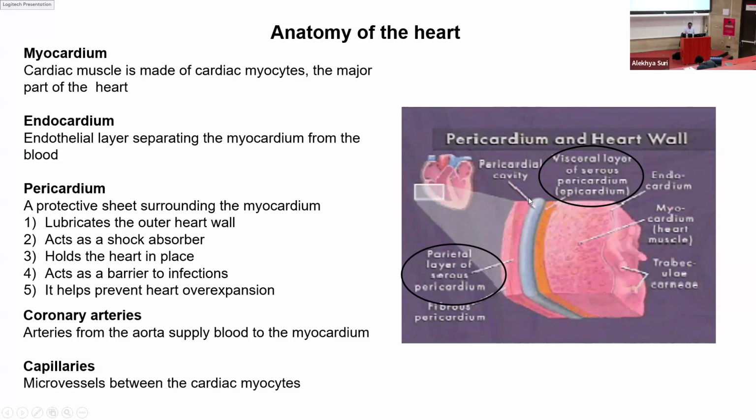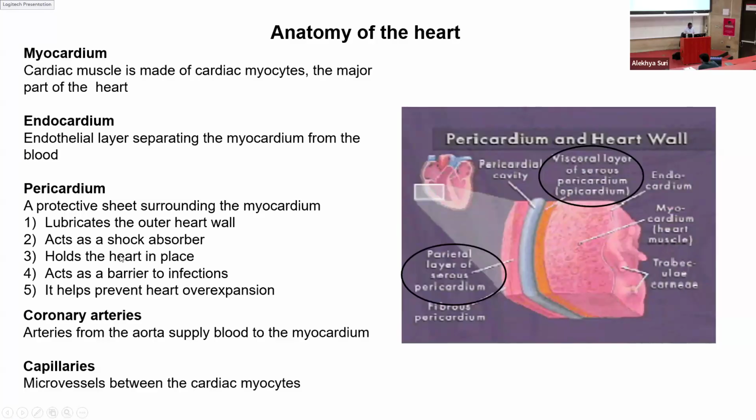The epicardium also forms the visceral layer of the pericardium. And then another layer is called the parietal layer of pericardium. These two layers form a small structural separation from the cardiac muscle. The pericardium also contains a cavity called the pericardial cavity, which is filled with a fluid called pericardial fluid. The importance of pericardium is that it acts as a protective seat surrounding the myocardium. It lubricates the outer heart wall.